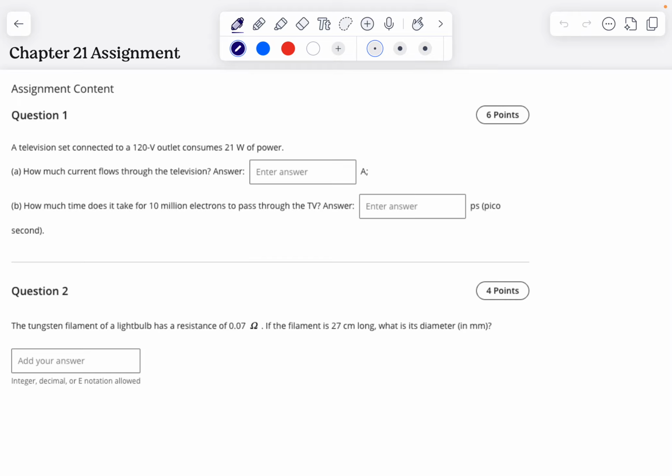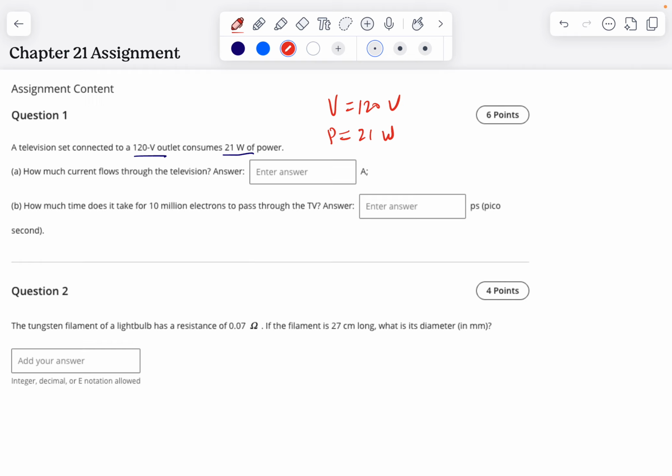This is the chapter 21 assignment. Okay, the first one: a television set connected to a 120 volts outlet consumes 21 watts of power. So what we have here is voltage equal to 120 volts and power equal to 21 watts. How much current flows through the television?